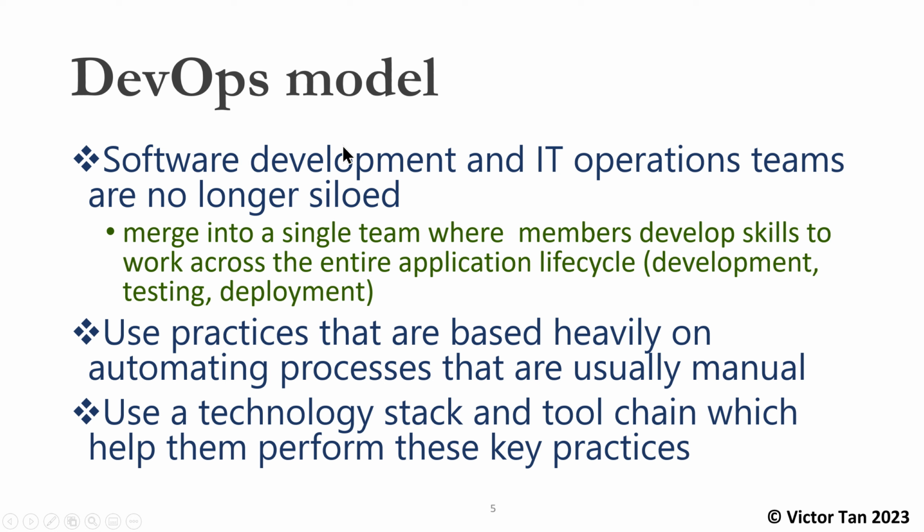The second thing that DevOps is about is they're going to use practices that are based heavily on automation. This is a key principle we're going to see over and over again. And the idea is basically whatever you do in DevOps is going to be automated as much as possible.